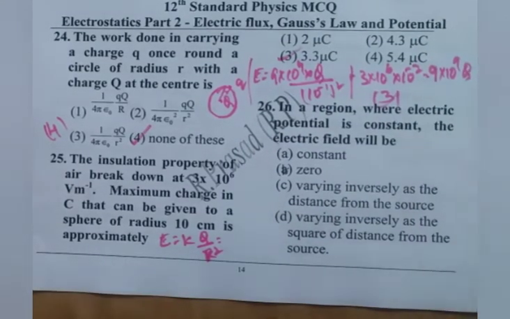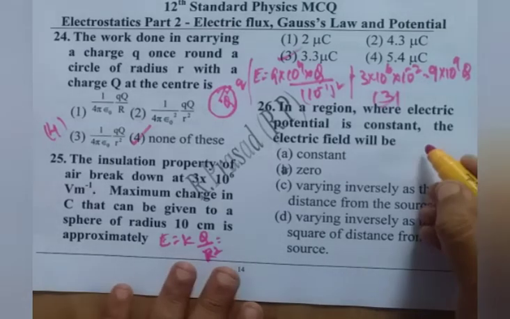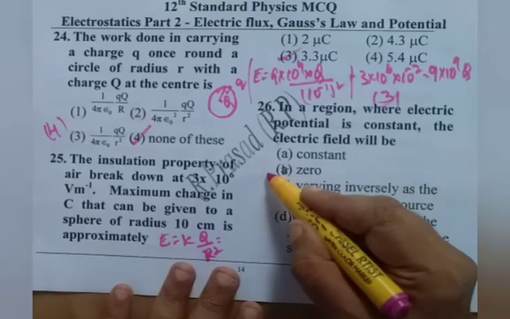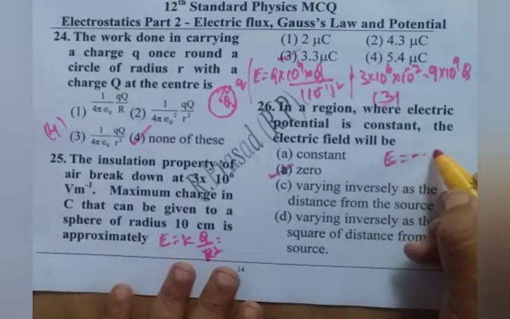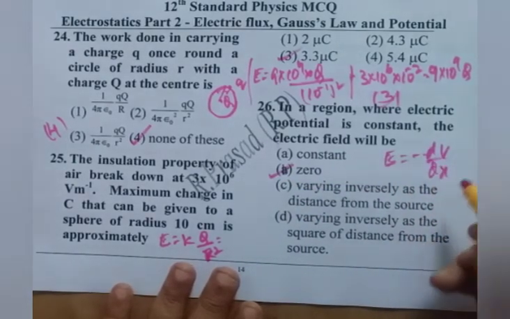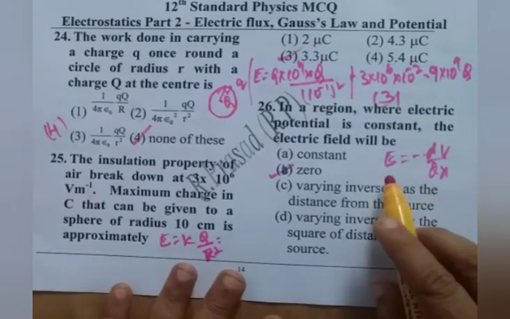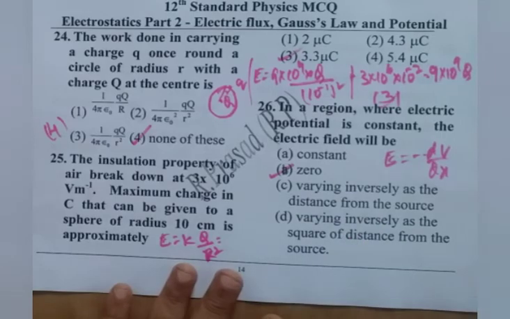We read the 26th question. In a region where electric potential is constant, the electric field will be, say, electric potential constant means field should be 0, because E equals minus dV by dx. Here they are giving V as constant, the differential of a constant is 0, therefore the electric field intensity is 0.